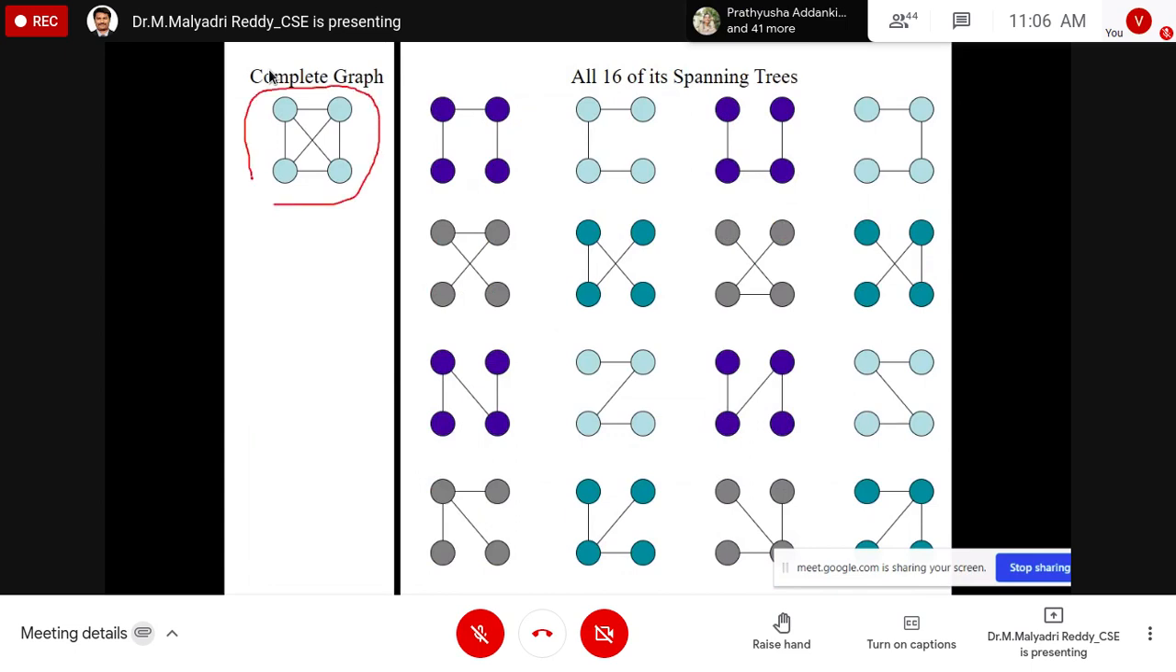Suppose this is a complete graph. A complete graph means any vertex has multiple paths to all the vertices. So the spanning tree will be derived like this. Here the vertices do not change, and the edges will be n minus 1. These are all different ways: 1, 2, 3, 4. These are all the different possible spanning trees of the corresponding graph. Total 20 or 16 are available. These are all the different ways to represent the spanning tree of the corresponding complete graph.